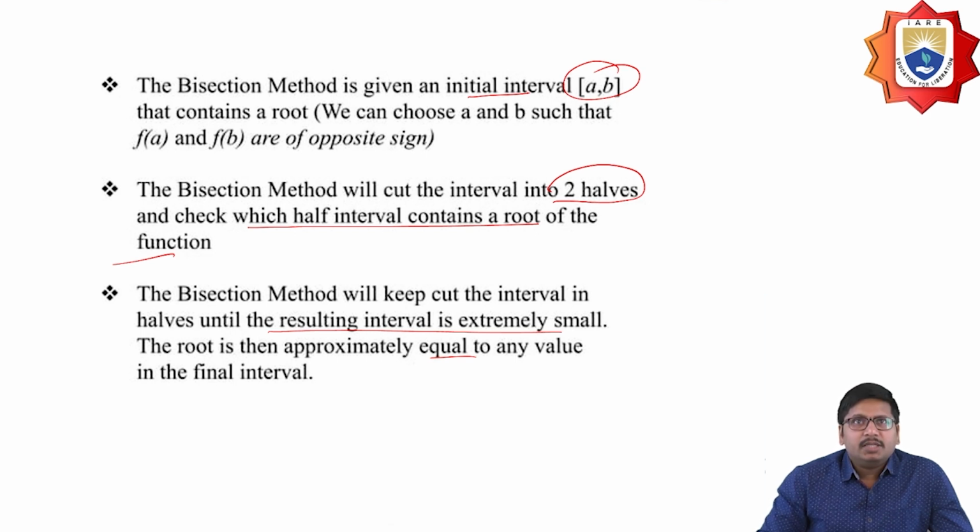So the bisection method is given an initial interval like this, which contains the root, and it will cut the interval into two halves and check which half contains the root of the equation. It cuts the interval into halves until the resulting interval is extremely small. Here the root is approximately equal to any value in the final interval.